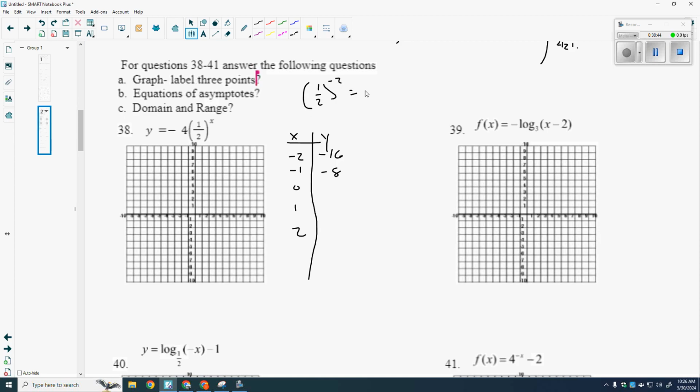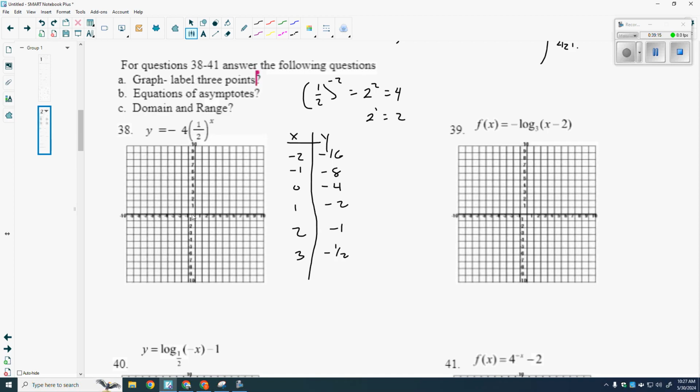Negative sign flips a fraction. The 2 becomes squared, which gives me 4. 4 times a -4, -16. Plug in -1. -1 flips a fraction to the first power. 2 times a -4 is a -8. Anything to the 0 power is 1, which gives me a -4. Half of a -4 is a -2. And you should see the pattern as we're cruising down. I don't even need to calculate anymore. If it was 3, it'd be a half, and so on.